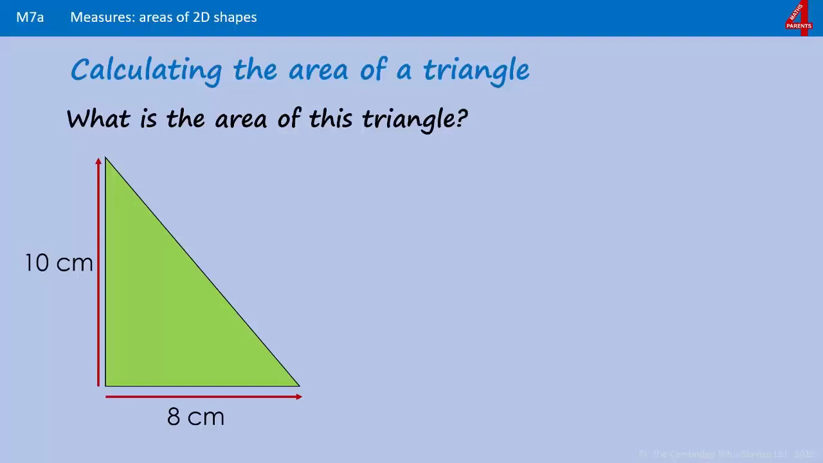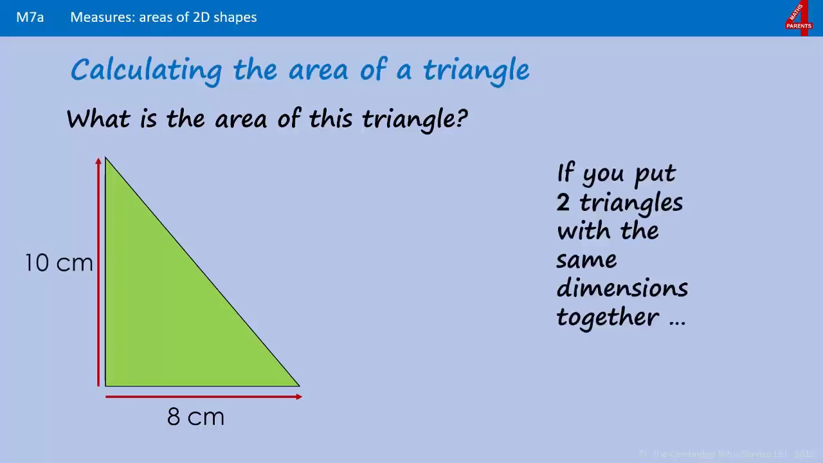To find the area of a triangle, you need to know how to work out the area of a rectangle. So if you're not sure about that, watch that video first. Here we have a right angle triangle. They're the easiest ones to start with. The width of this triangle is 8 centimetres and the height is 10 centimetres.